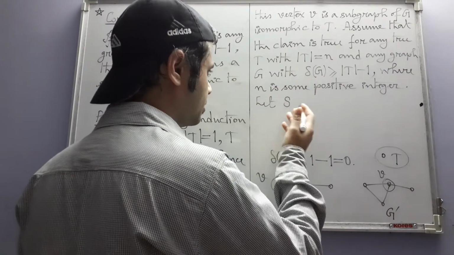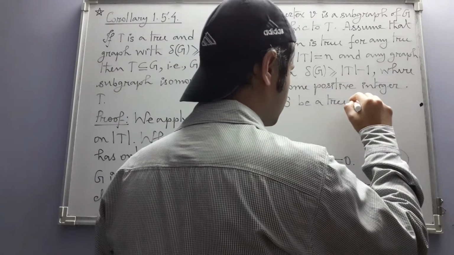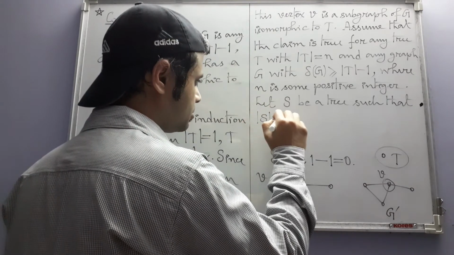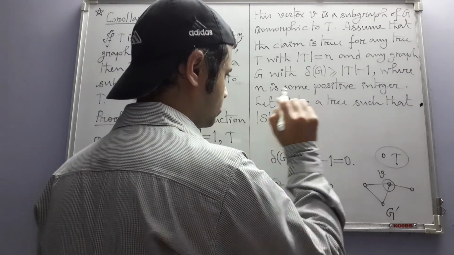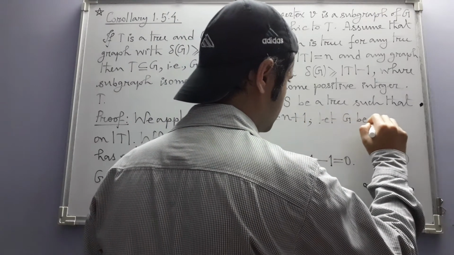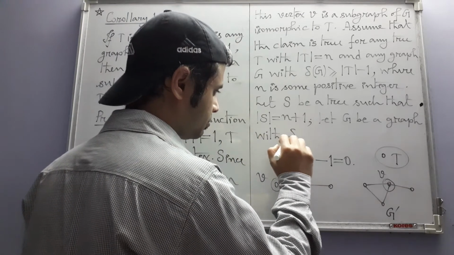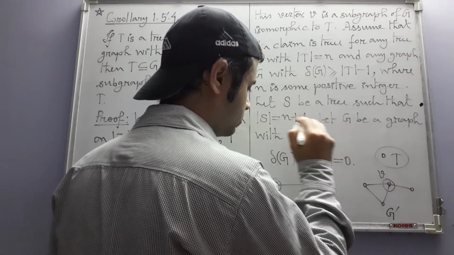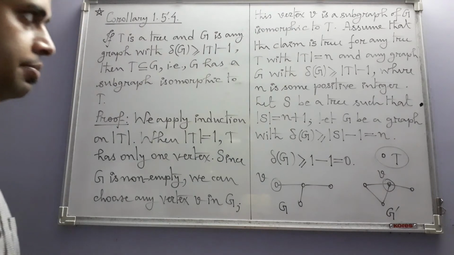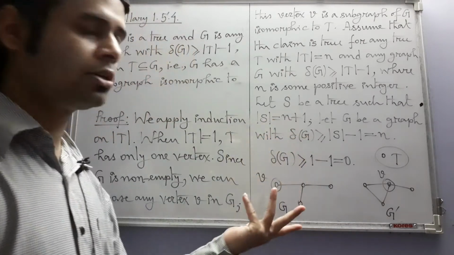Now let's use another letter, say S, be a tree such that the order of S is n plus 1. And let G be a graph with the minimum degree of G greater than or equal to the order of S minus 1, which is n. Okay, now we have to prove that there is a subgraph in this G that is isomorphic to S.